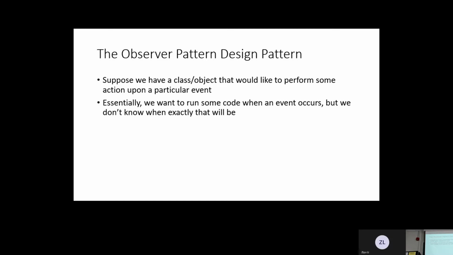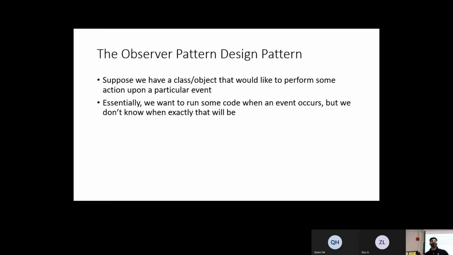pattern. So the problem is that suppose you have a class, and you want to run some code. Let's say you want to run a particular function when something happens, a particular action or some event happens. The problem is that you don't actually know when that event occurs. Let's say it's an HTTP server written in Java, and you want to run some code when you receive a request from a user, but you don't actually know when you'll receive that request. So how do you manage this sort of pattern? That's really the problem.